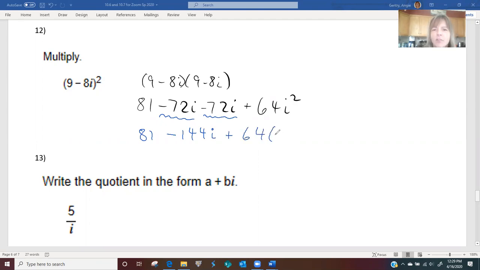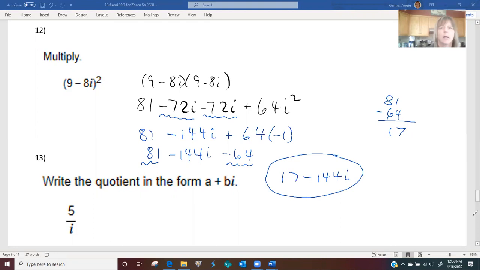64 times, well, i squared is a negative 1. So we have 81 minus 144i minus 64. And I'm really tired, so I'm going to do this the old way so I don't make a basic math mistake. So there's 17. Okay. So these two combine, and you have a 17 minus a 144i.